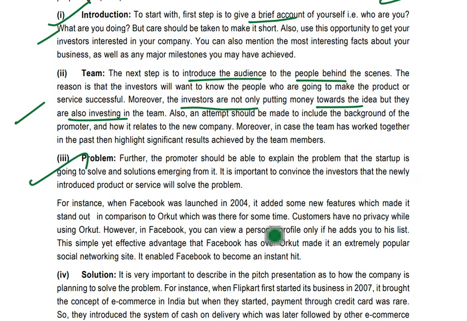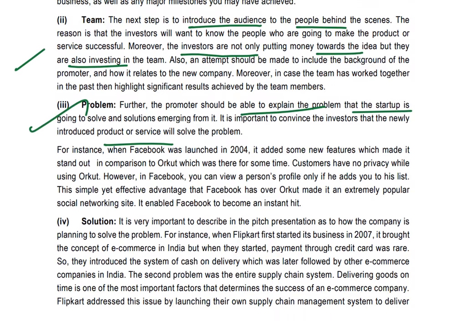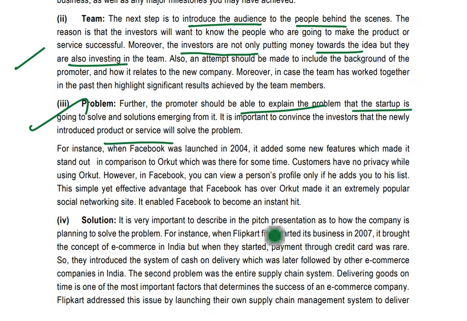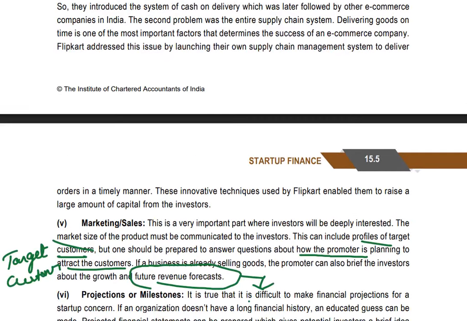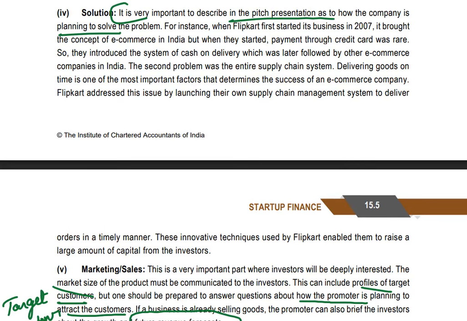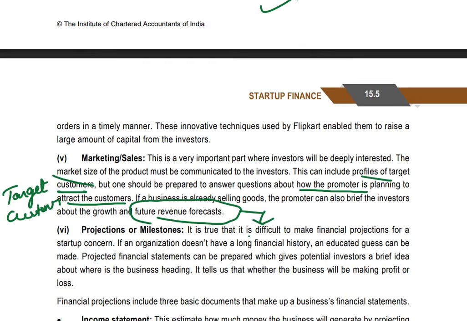Next, what is your problem? You have to explain the problem. What is your problem, what are you going to solve, and what is your solution? Okay, so it is very important to describe in the pitch how you are going to solve the problem, what is your solution. They have given some example. If you have time, revise the example also.